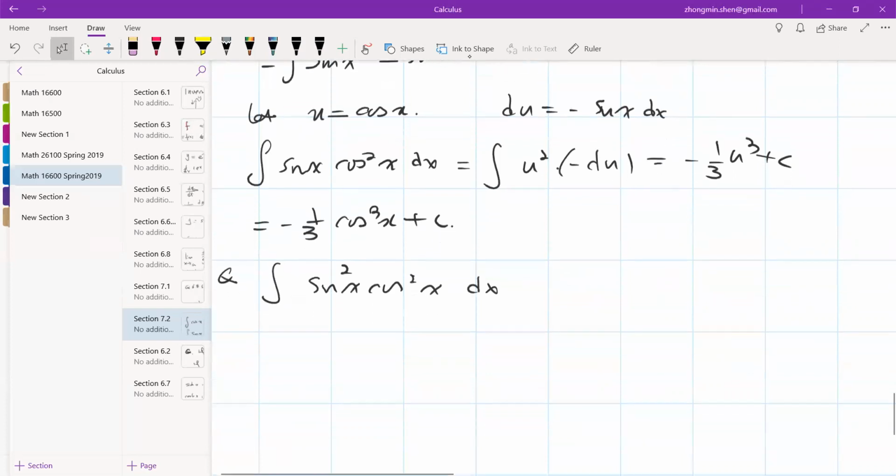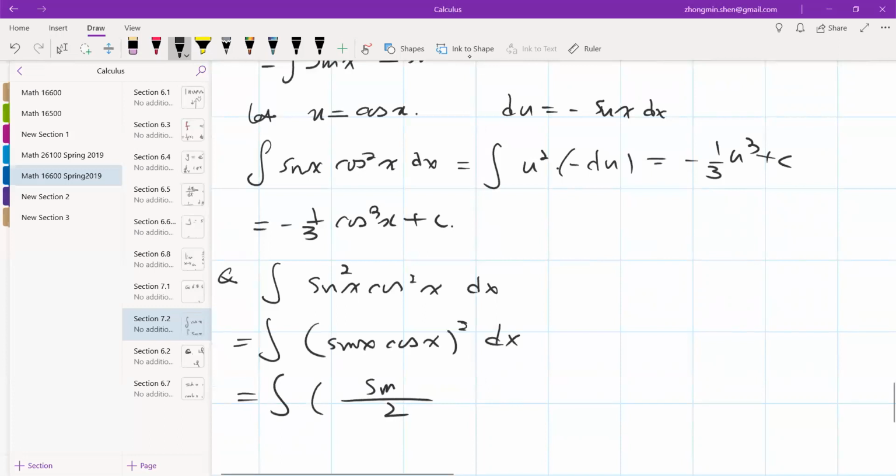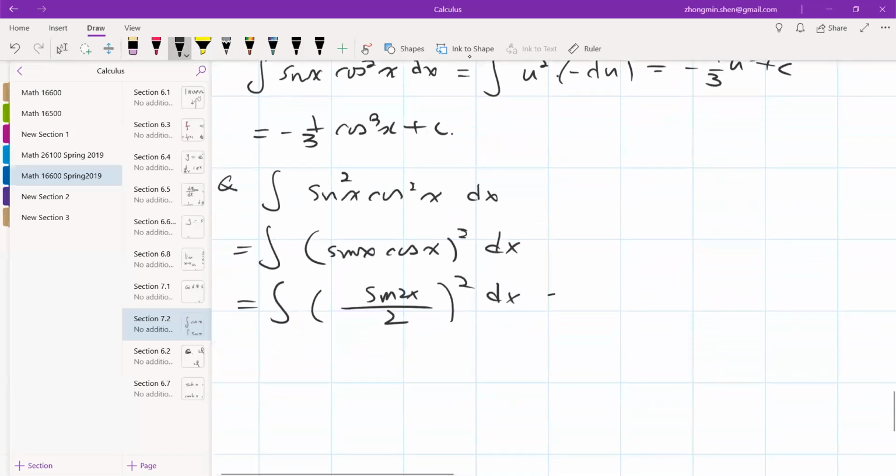All right, the best way to solve the problem: because this is squared times squared, the power is 4, right? If you can express sine x cosine x squared, then you probably can reduce the power. It's going to be the integral of half of sine 2x squared dx.